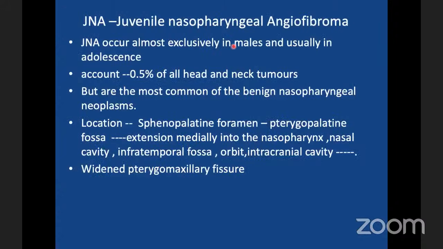Now, all of you already know that it's a lesion occurring exclusively in males, usually in adolescents, but I have seen cases as young as 8 years and as late as 28 years. It's one of the benign tumors. Its location, as I've already told you, is the sphenopalatine foramen, pterygopalatine fossa, and its extension is very important. That is what, as a diagnostic radiologist, you must tell: where exactly it is extending. Basically, once it enters the infratemporal fossa, its extension into the other areas, and also extension to the orbit and intracranial cavity.